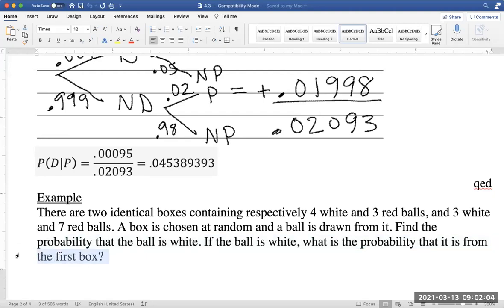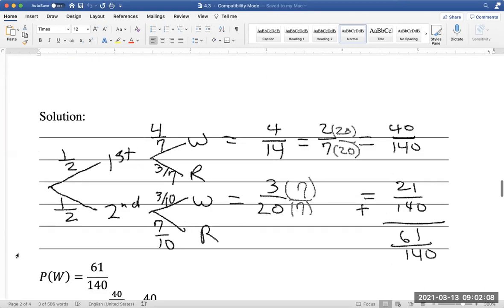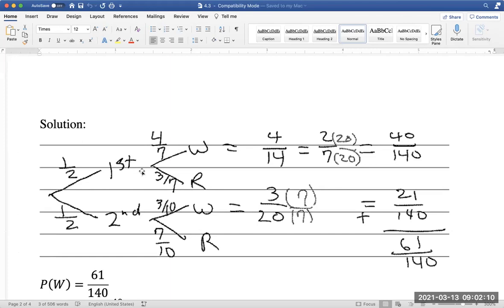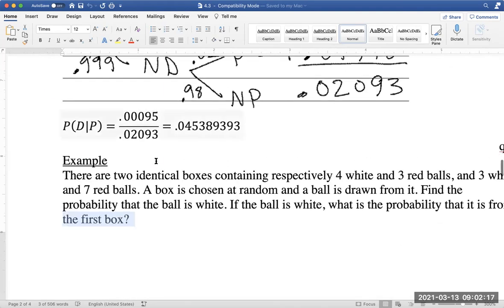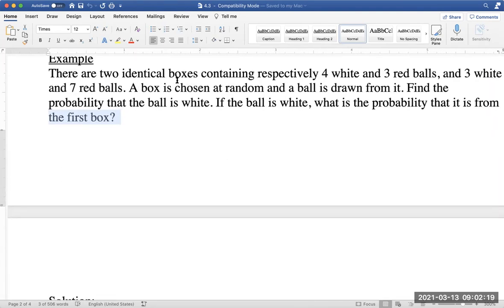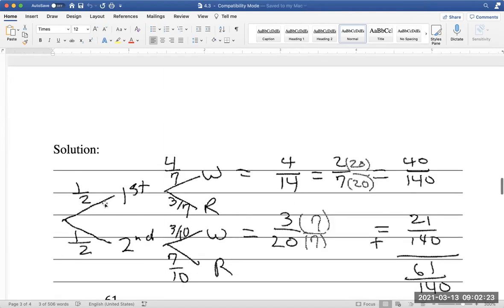Okay, so let's do this. I want to figure out the probability that the ball is white. Let's first do the tree diagram. So I have 2 identical boxes, so each of them has a 1 out of 2 chance of being chosen.